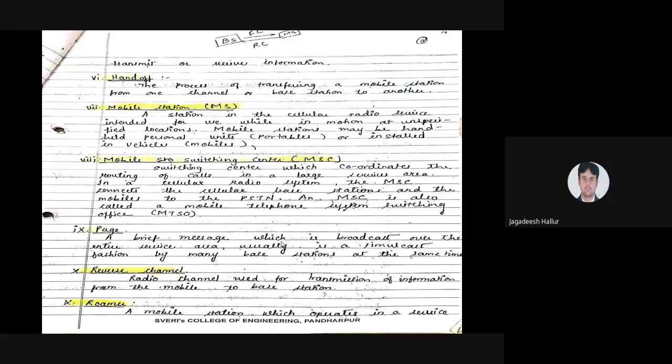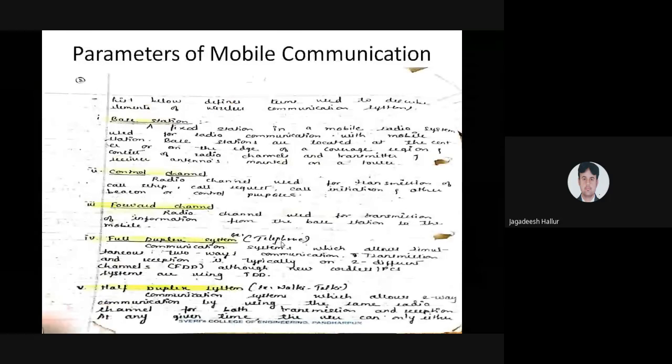Okay. These are the parameters of mobile communication. You have to remember this. Just write. In short, you have to write. One is base station. Second one is control channel. Third is forward channel. And fourth is reverse channel.